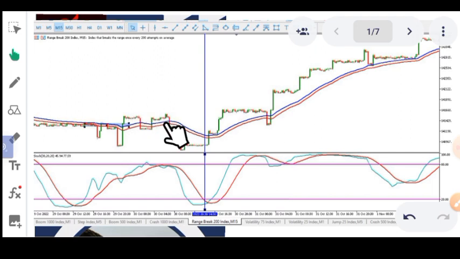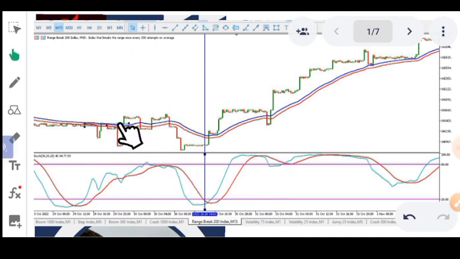Then you are going to wait for a pullback, because normally when it breaks out like this, there's going to be a pullback. So when there is a pullback, the next thing you want to see is the stochastic oscillator coming to the oversold level.